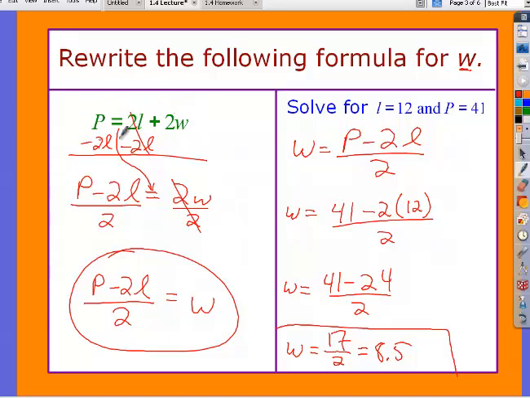Take an equation they give you, isolate the indicated variable, which means get it completely by itself. So we move everything else to the other side. Once we do that, we use our new formula and plug in what we know, and then solve for the remaining variable. And that's our process.